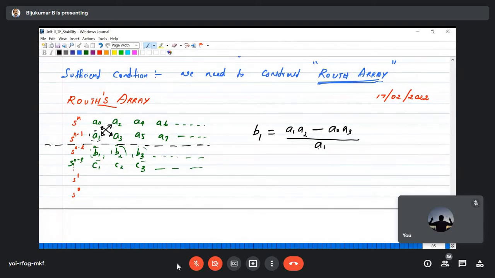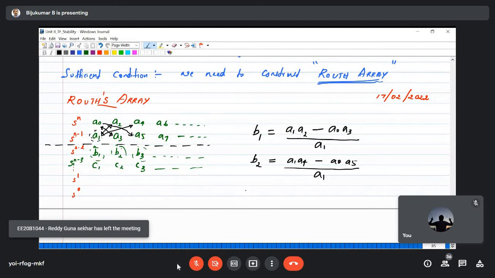Clear? Now accordingly, how to calculate b2 this time? You have to multiply a1 with a4. You will get a1 a4 minus a0 a5, the whole divided by, this time also, a1. Clear? Likewise, you can find the rest.